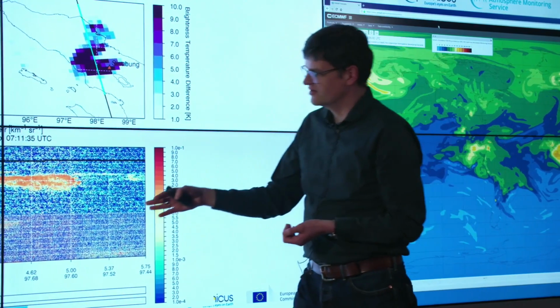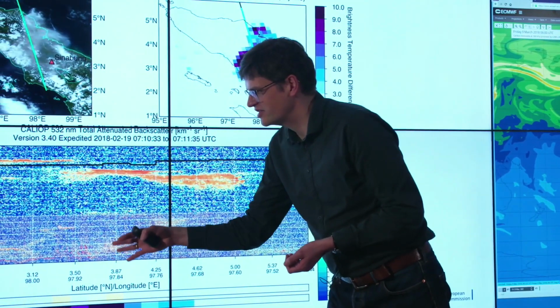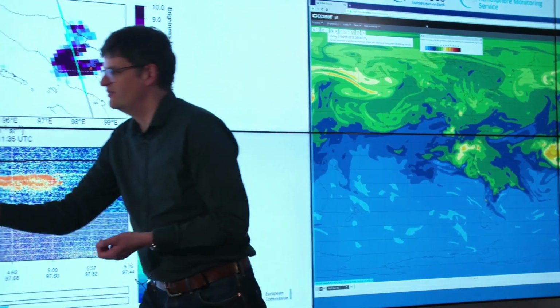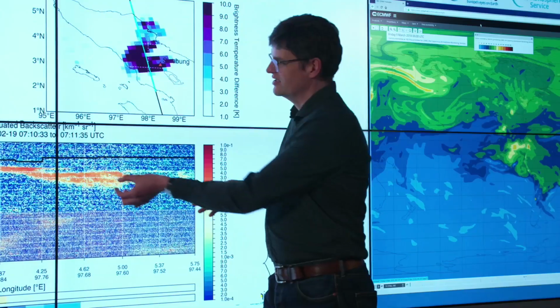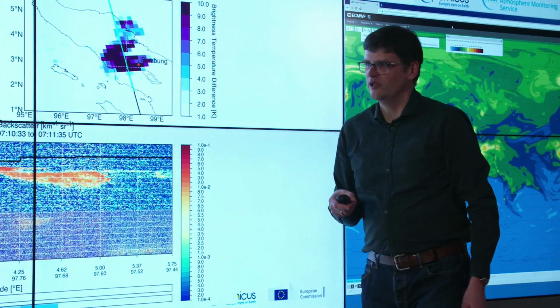In this plot we can also see the mixed layer, what we call the boundary layer. So this is at the bottom here. Here you see we have also higher values of aerosol backscatter, but the values are much more mixed here. And then at this height for the volcanic eruption, we have this very distinct layer, and we have layers where we have very little aerosol below and above.